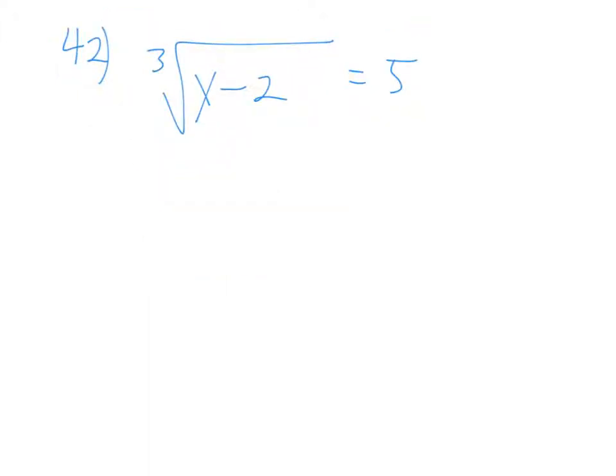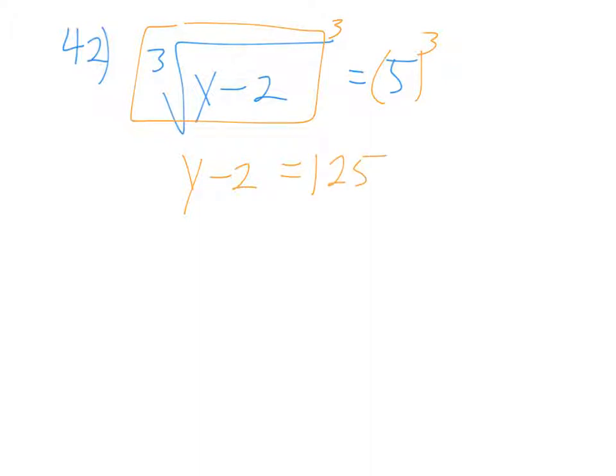For number 42, I'm looking at a cube root equation. Since the cube root is already by itself, I'm going to cube both sides. On the left side, we get y minus 2, and 5 cubed is going to be 125. To get y by itself, I'm going to add 2 to both sides, and I get y equals 127.